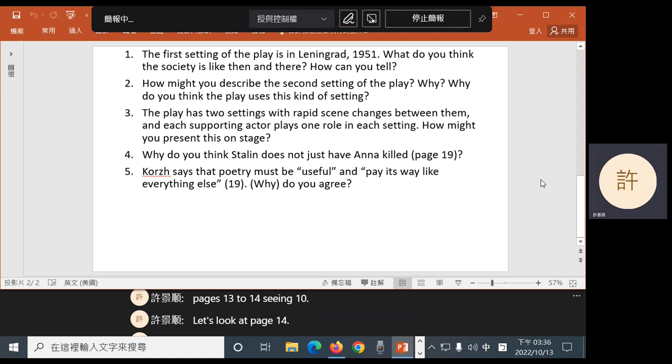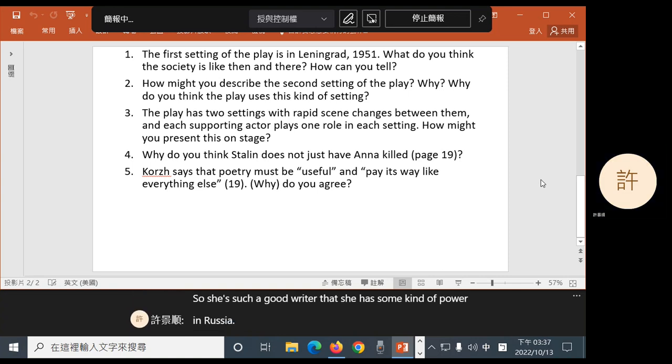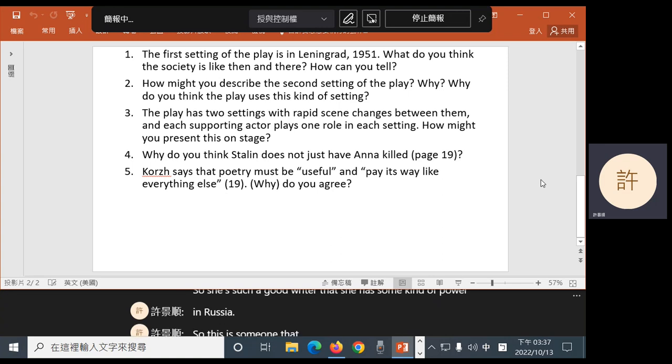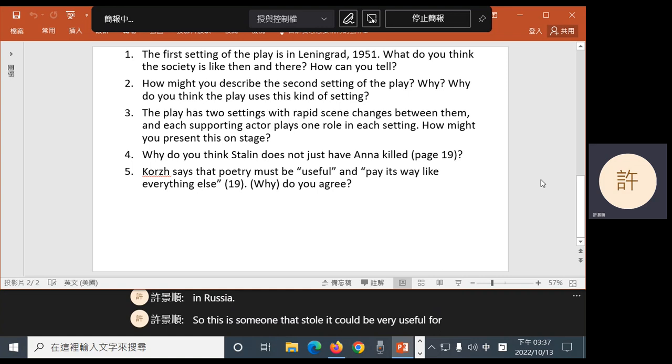The second time Kors talks: Banned for 30 years, and every soldier in the trenches knew her words by heart. So we know that she is a very powerful writer. And in fact, after the middle of this page, Kors says, they call her the Empress of Russia. So she's such a good writer that she has some kind of power in Russia. So this is someone who could be very useful for Stalin if he could get her to change her mind.